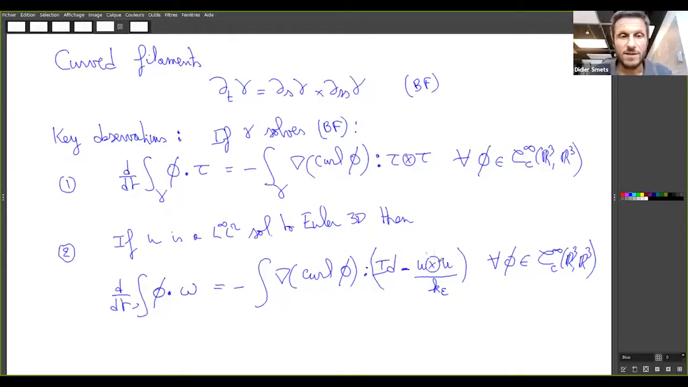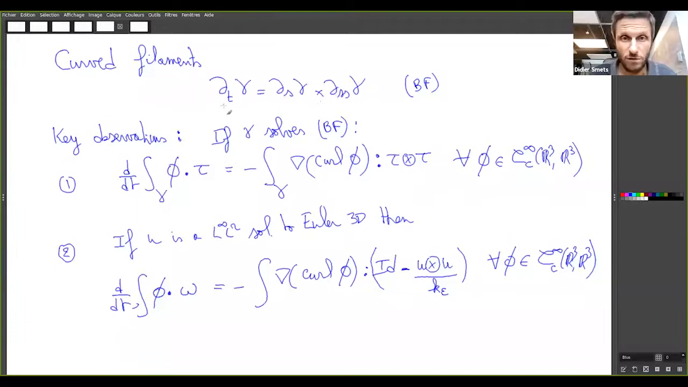Okay, so yesterday I ended with just these two key observations. I did not speak about the proof. I have written them on slides already. The proofs are really short. I just remind you what it was about.